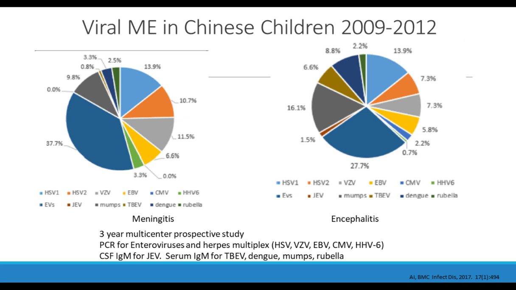So if you look down at the bottom, they did a PCR test for enteroviruses. They had a multiplex test for herpes viruses, which included HSV, VZV, EBV, CMV, and HHV6. They did IgM testing in the CSF for Japanese encephalitis virus. They had serum IgM tests for other things such as tick-borne encephalitis virus, dengue, mumps, and rubella. So this not only shows the diversity in terms of viruses which can cause meningitis and encephalitis, but also how difficult it can be to make that diagnosis.